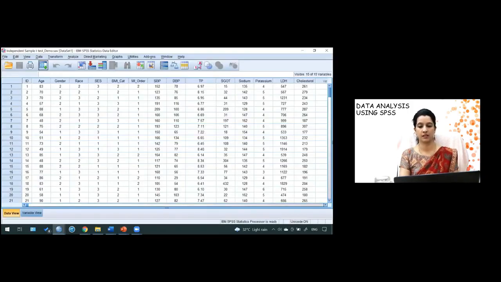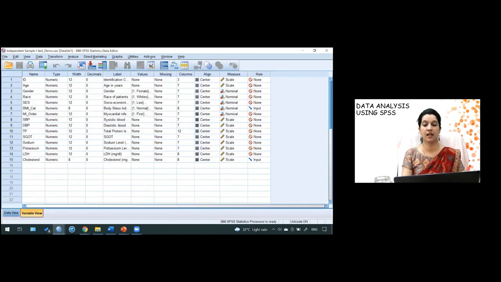This is our data set. I'll briefly explain the data. You can see that this role has been converted into none. You can see the name of the variable, the type of the variable; all the variables are numeric in nature. Width, there are variables with 12 and 8, and decimal is all 0. We are taking everything as whole numbers, except this total protein, which is showing 2 decimal points.